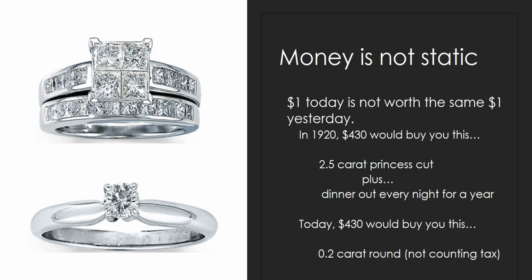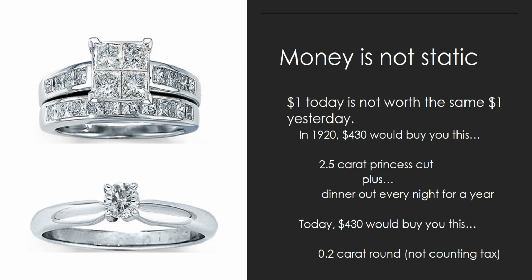So the idea of time value of money is that money is not static. The value of a dollar is continually changing. So if you had $430 in 1920, you could have bought a 2.5 carat princess cut diamond ring and dinner out every night for a year. Today, $430 would not even pay for a 2/10 of a carat round cut diamond ring. It wouldn't cover the tax. So this is just to illustrate that a dollar today and a dollar yesterday aren't the same thing.